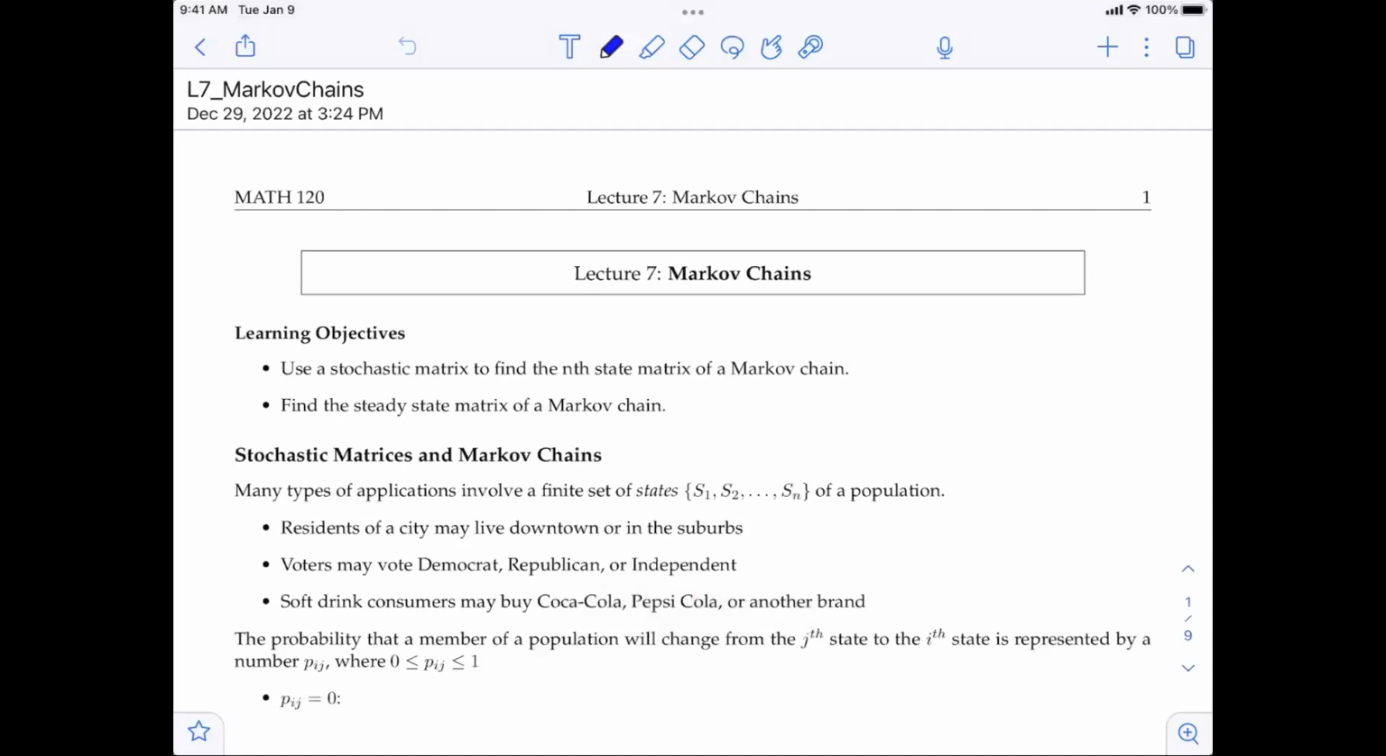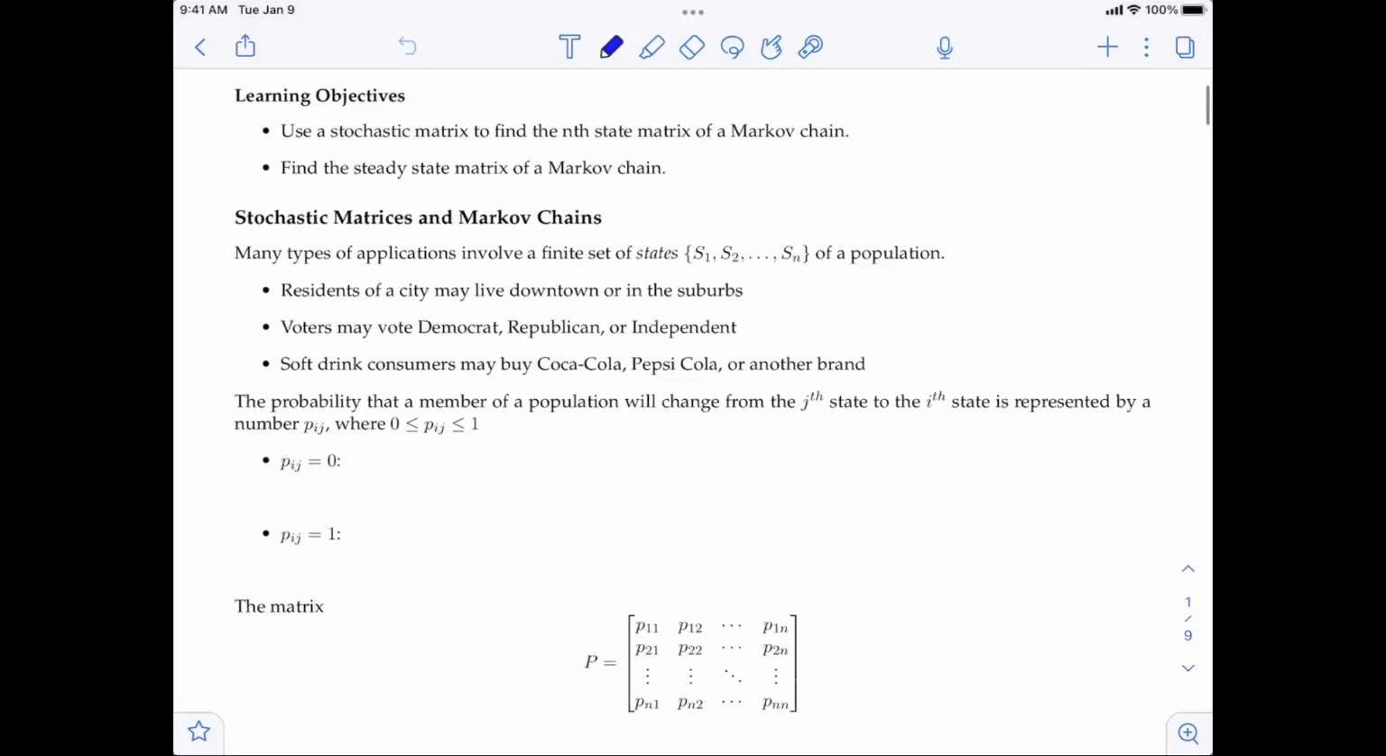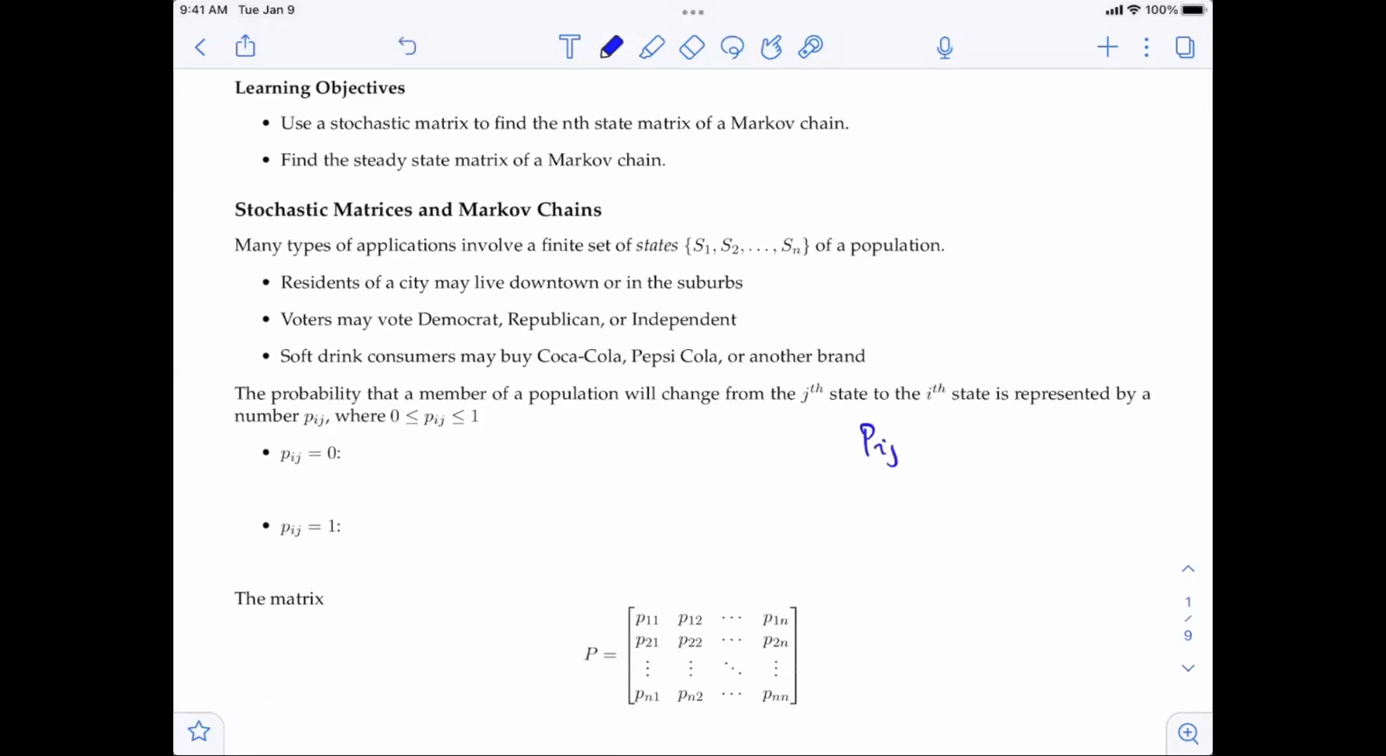And the probability that a member of a population will change from a certain state to another state will be defined as the notation P sub ij, right? That is the probability that the member of the population will change from the J state to the I state. So again, this is P sub ij. Okay, so that's how it's defined for this particular context.